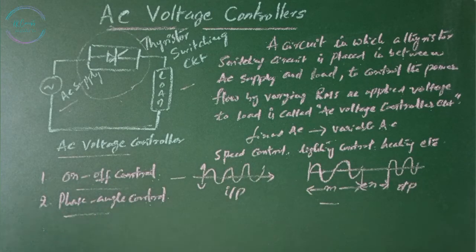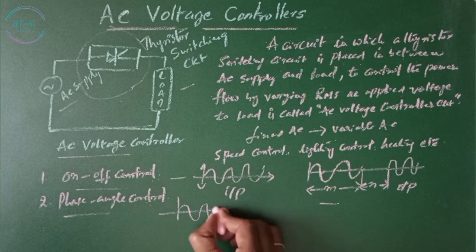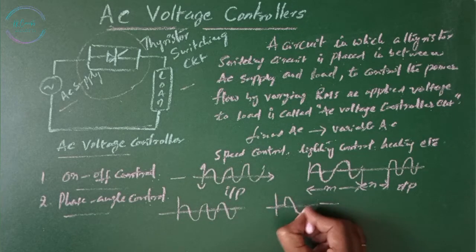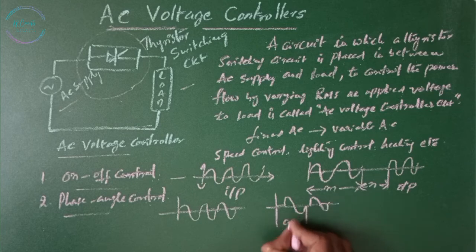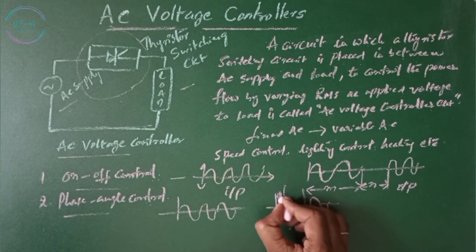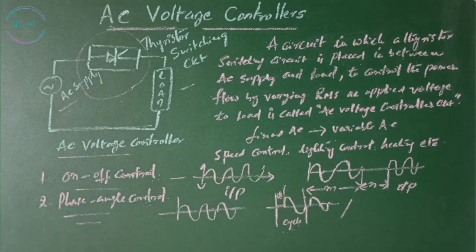Whereas in phase control, thyristor switches connect the load to the AC source for a portion of each cycle. This is our input, then our output will be, let this be a cycle, then it is turned on from here to here only. This is the off time within the cycle. This type of control is known as phase angle control.